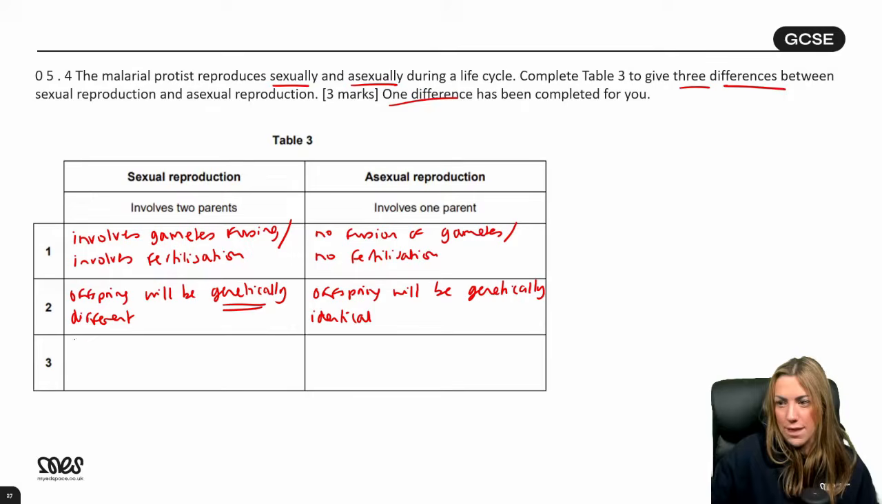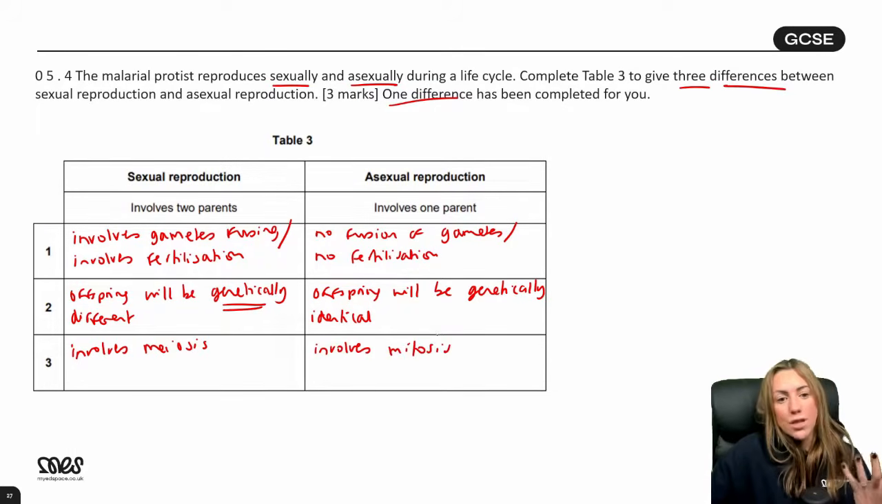Marking point 3, sexual reproduction involves meiosis because it involves gametes, and gametes are made by meiosis, whereas asexual reproduction involves mitosis. The new organism is produced just via normal cell division, mitosis, which produces genetically identical cells.